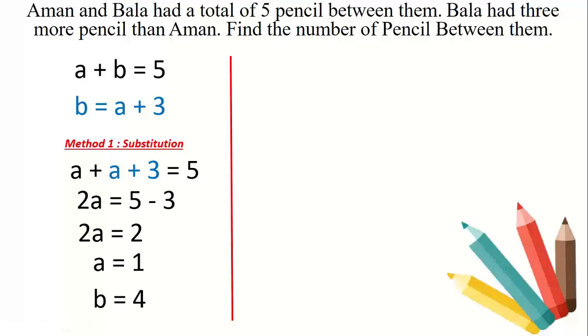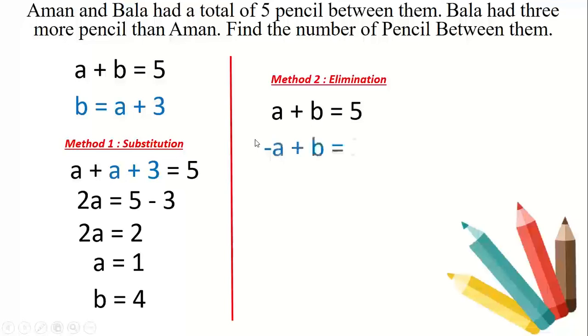There is another method which is method of elimination. In method of elimination, we will try to either eliminate A or B from the equations. So our first equation is A plus B is equal to 5. In method of elimination, I want all the variables on the left hand side and the constant part on the right hand side. So rearranging the second equation, I get minus A plus B is equal to 3. I have shifted A to the left hand side, so it will become minus A plus B is equal to 3.